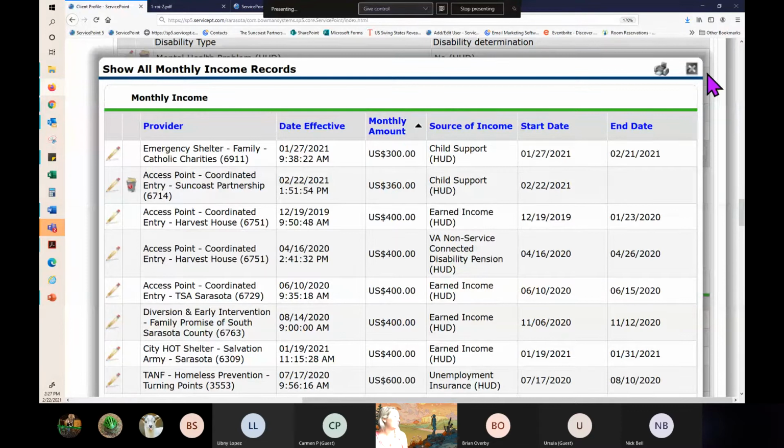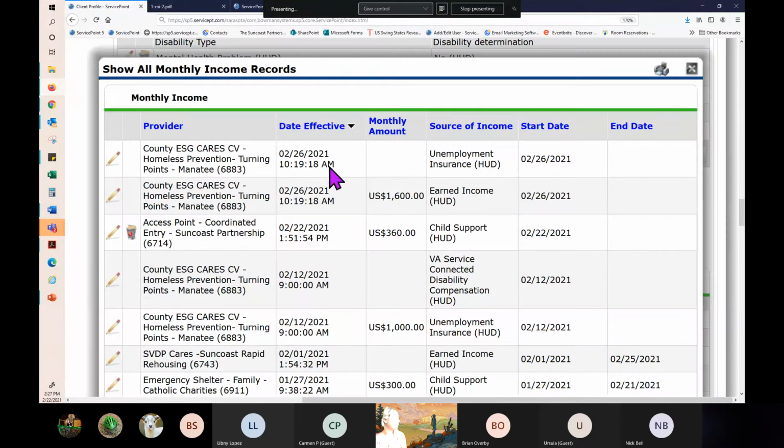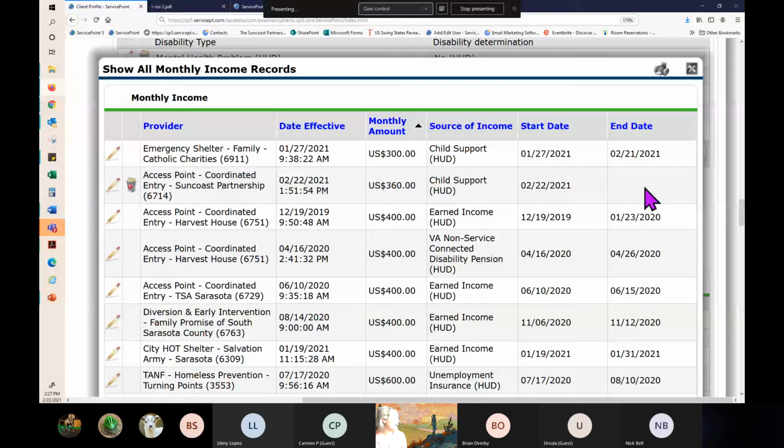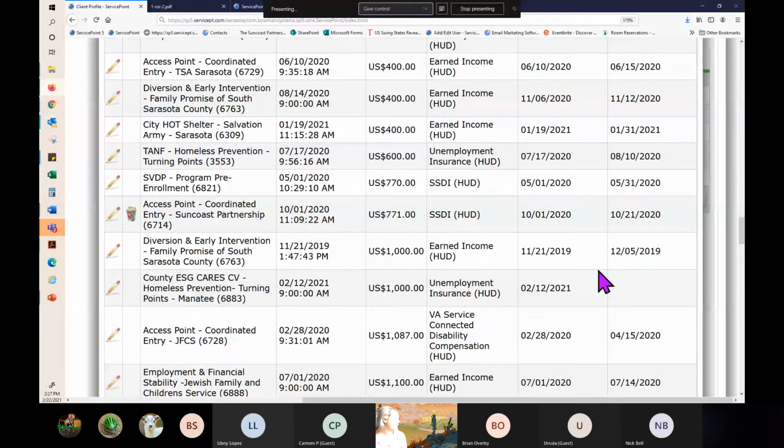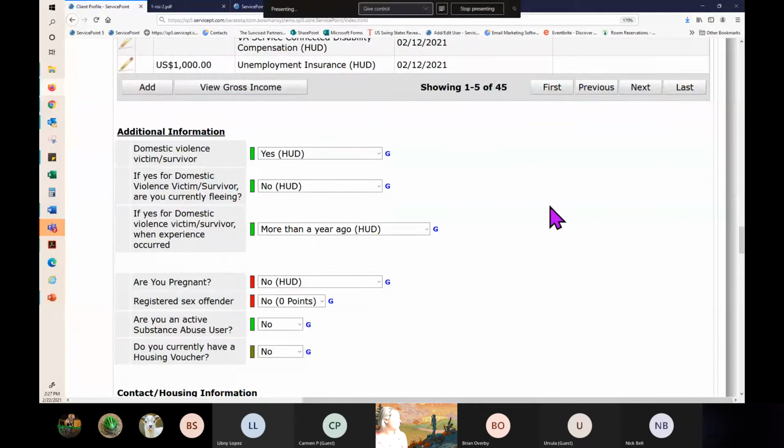When you guys go to review the client's history, you can click on the magnifying glass. Anything with a monthly amount, you want to look for anything that's open. So there's this one and this one. So those are only the ones that we just added today. So we are good. From here, we're just going to continue to ask and answer. All additional information questions must be asked. They must be answered.